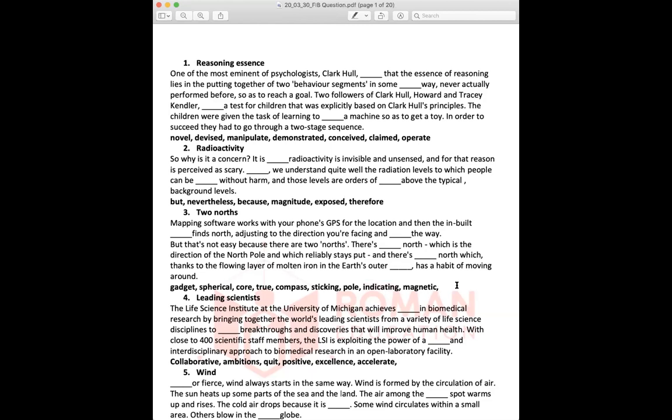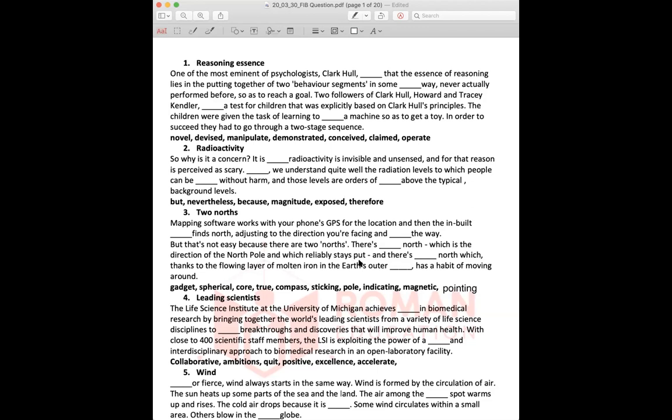Actually, I think there is one option missing here. After comma, there should have been pointing. So let's just add that, because it's the compass, and compass have needles, as we all know, and needles point towards a direction. So it should be pointing. So this is actually the answer, pointing the way.